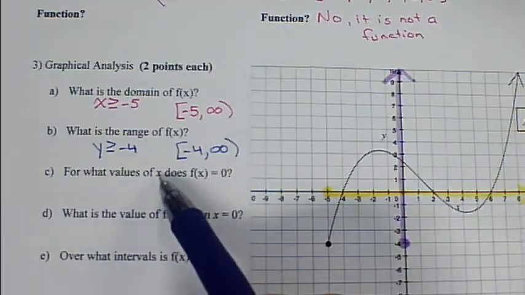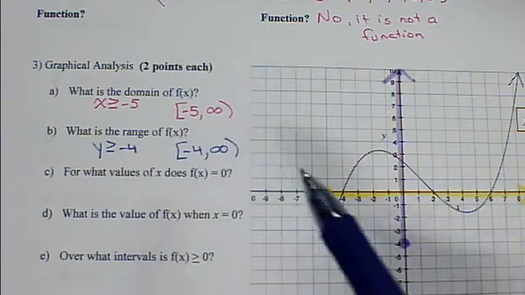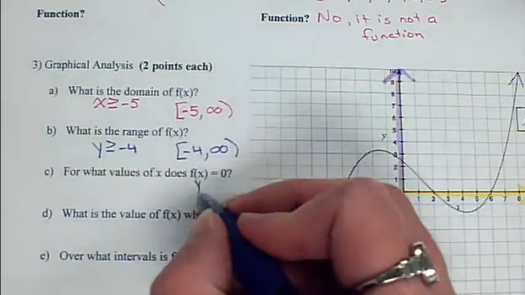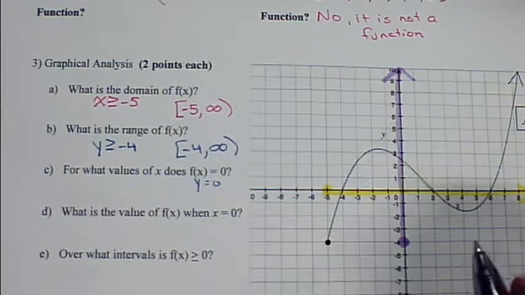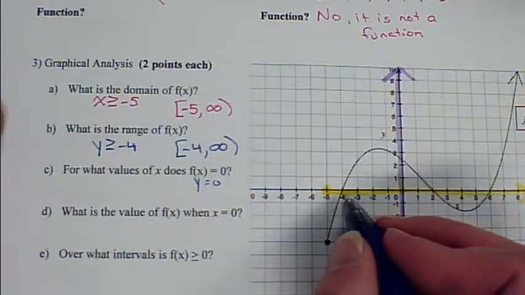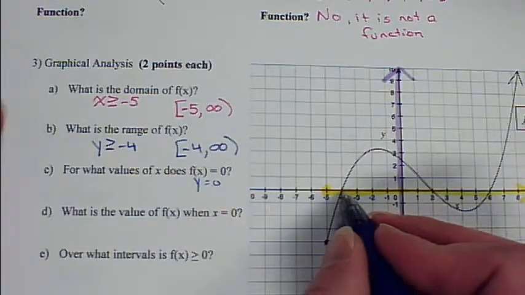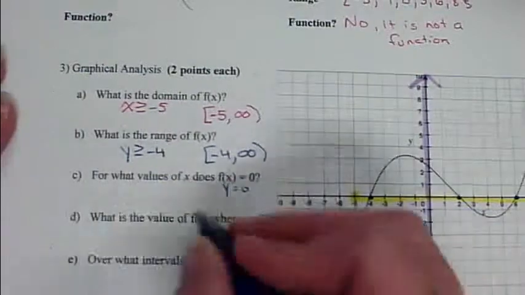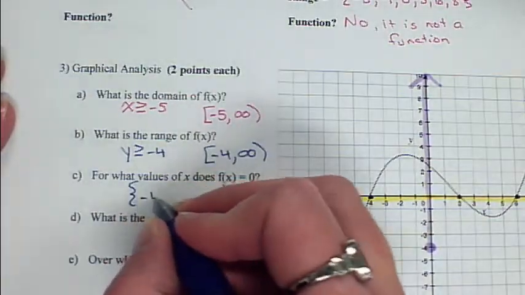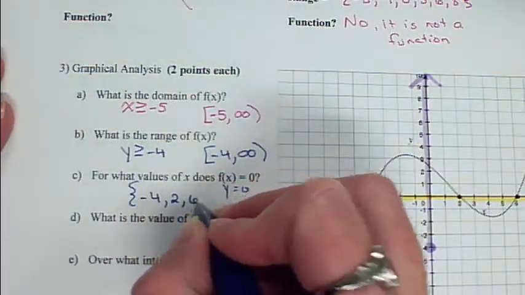For what values of x does f of x equal 0? Remember, f of x is just a fancy name for y. So what x values give me a y value of 0? Well, that would be here, -4, 2, and 6.